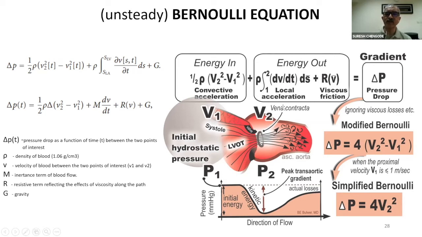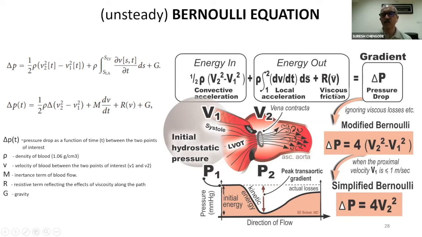Because it is quite difficult to measure the non-convective component of the Bernoulli equation and to incorporate this into an algorithm for routine use, this has been modified to get what is known as the delta pressure, which is equal to 4 times V2 squared, which is the distal velocity, minus V1 squared, which is the proximal velocity. Now, how is this eliminated? Just have a look into that.